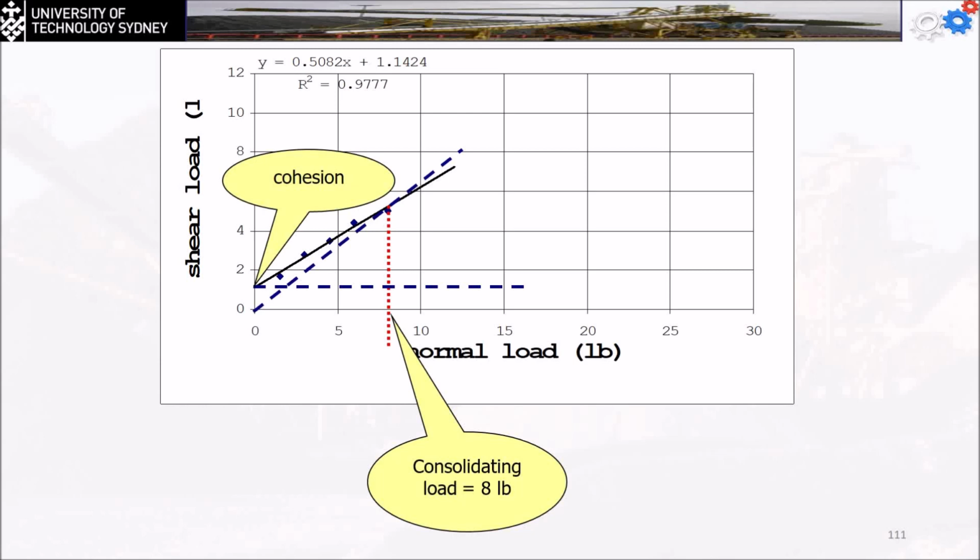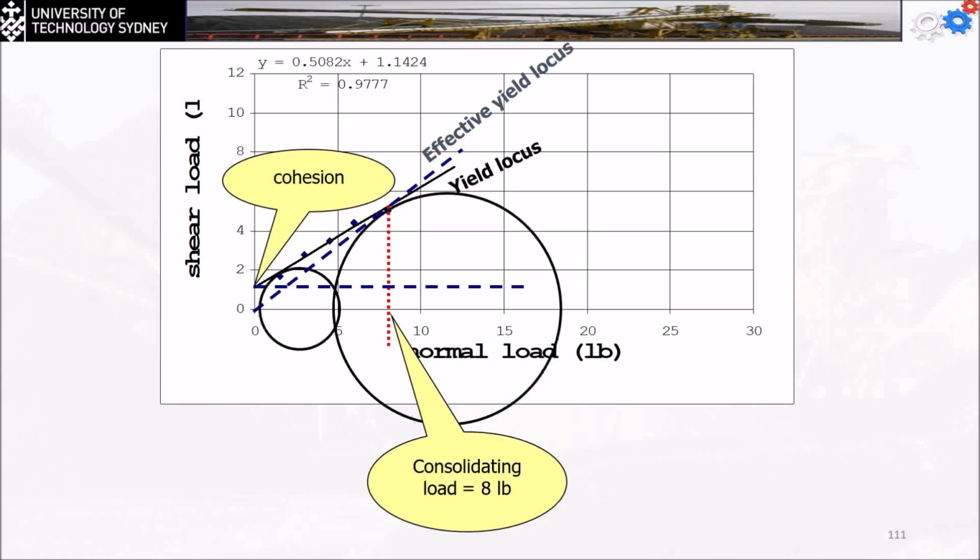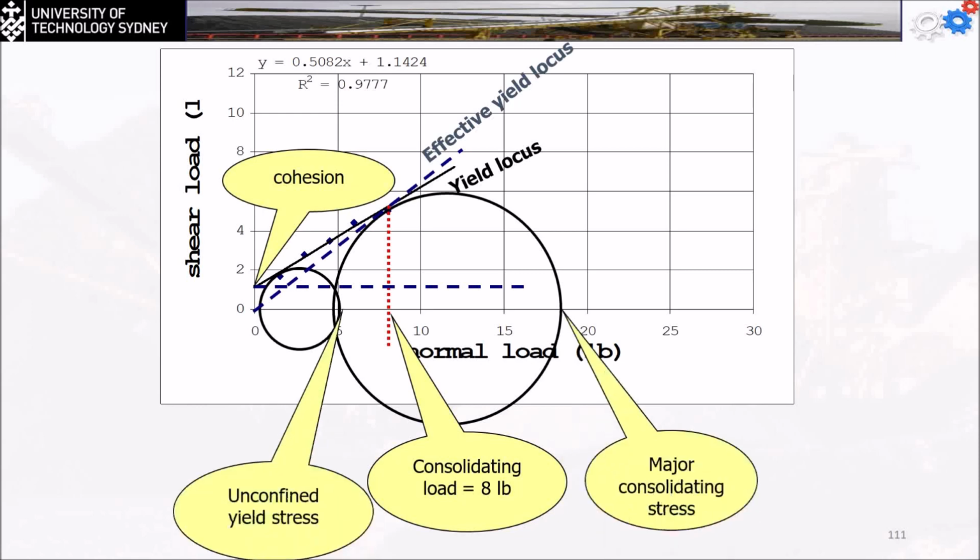Now more circles can be sketched. This one should be at the 0, by the way, having the minimum contact with the axis, and the other one is going to be in contact with the maximum value, and I can find the maximum values for each circle. So this is the major consolidating stress, and this is the unconfined yield stress. So I almost got everything I would like to have.